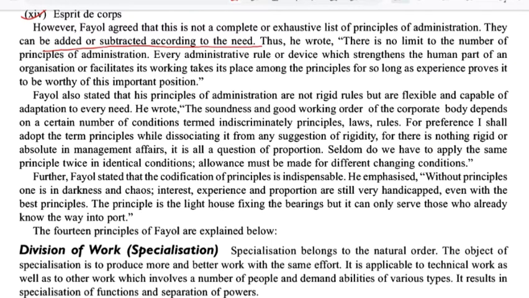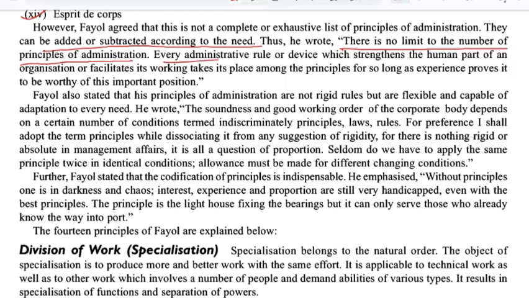Means if there is a need of the time, we can add any principle to this list of 14 principles of administration, or we can also subtract any principle from this list. So there is not a complete or exhaustive list of the principles of administration. He wrote that there is no limit to the number of principles of administration.